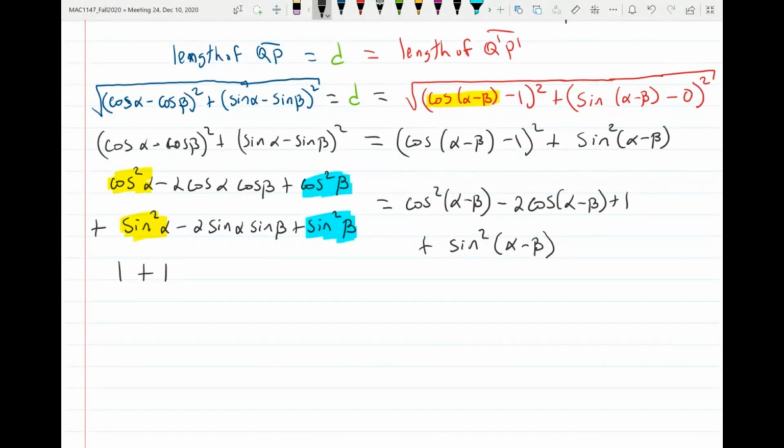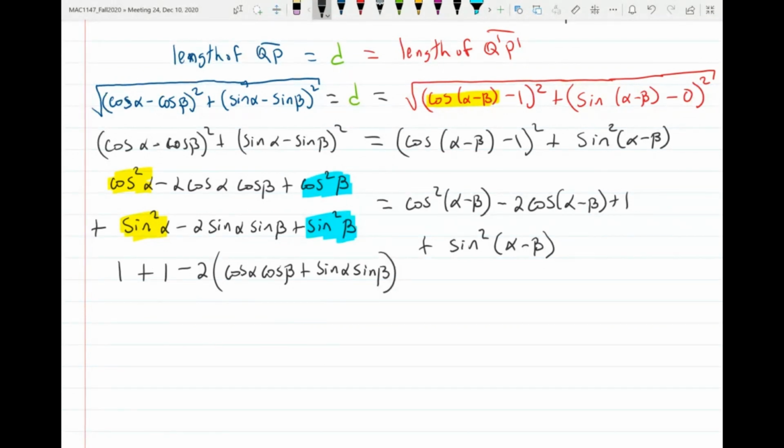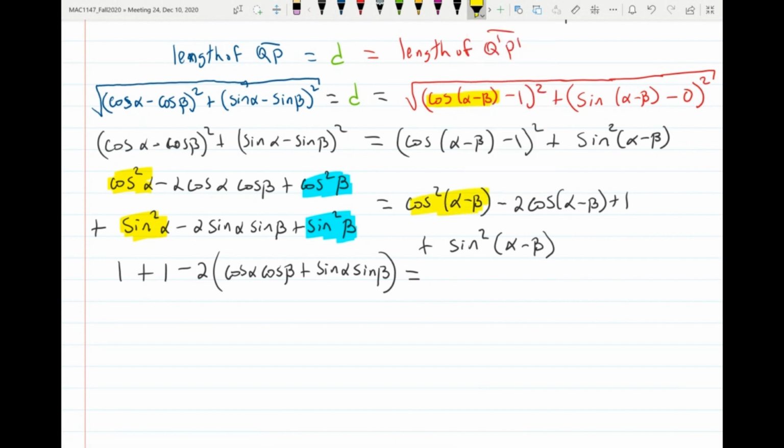Very good. And now with the terms that are left, we can factor out a -2, and then we get cosine of alpha cosine of beta plus sine of alpha sine of beta. So this is what we obtain on the left hand side. Now on the right hand side, we can do something similar. Notice that we have cosine squared of alpha minus beta plus sine squared of alpha minus beta. The angles are the same, so that's equal to 1 as well.